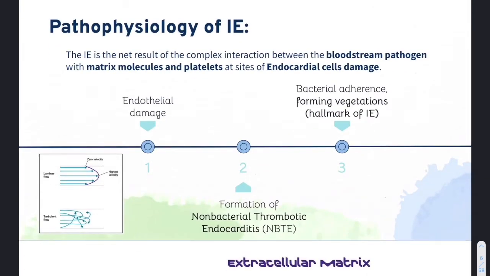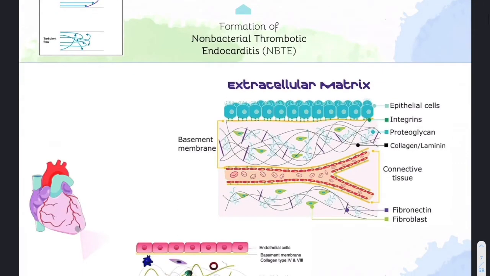Now talking about the pathophysiology of infective endocarditis, it is the net result of a complex interaction between bloodstream pathogens, matrix molecules, and platelets at the site of endocardial cell. What are matrix molecules? They are the extracellular matrix that helps the cells form a structural, mechanical strength to tissues and organs.